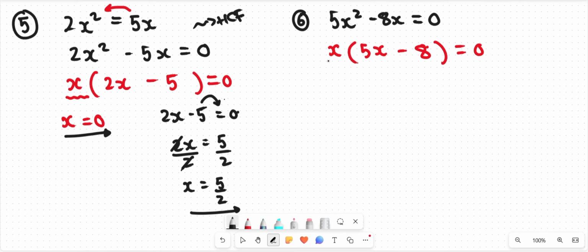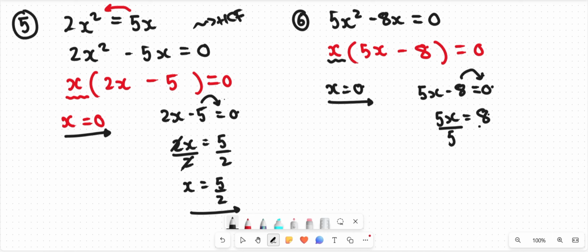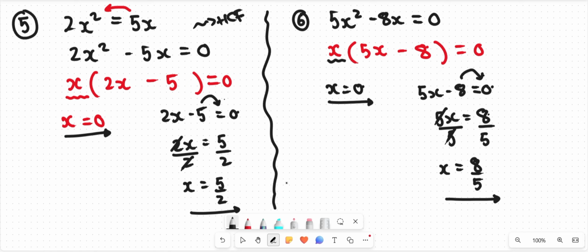Then again, I take my first term and make that equal to 0, and I take the bracket, 5x minus 8, and I make that equal to 0. Take the 8 over, it's positive, divide by 5, divide by 5, and so x is actually 8 over 5. And there we go. Those are our 2 x values. So let's look at a couple more examples. Maybe let's look at ones that involve trinomials.